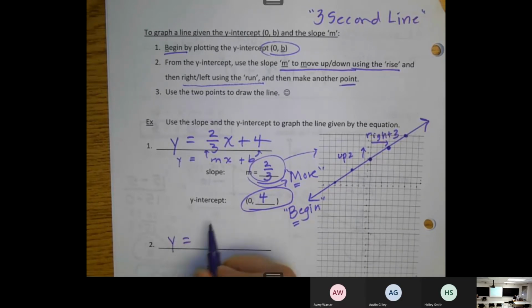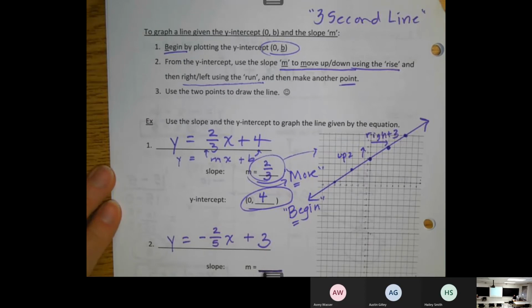Let's try another one. Let's try y equals negative 2/5 x plus 3. So remember from the equation, we can identify the slope and the y-intercept. And then that will be enough information to graph the line.